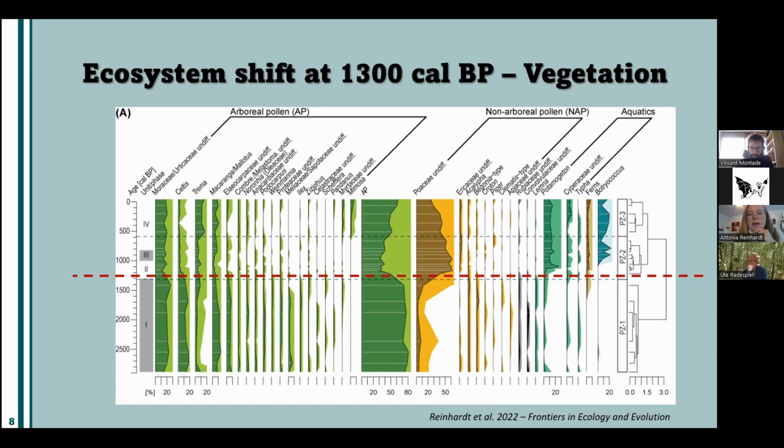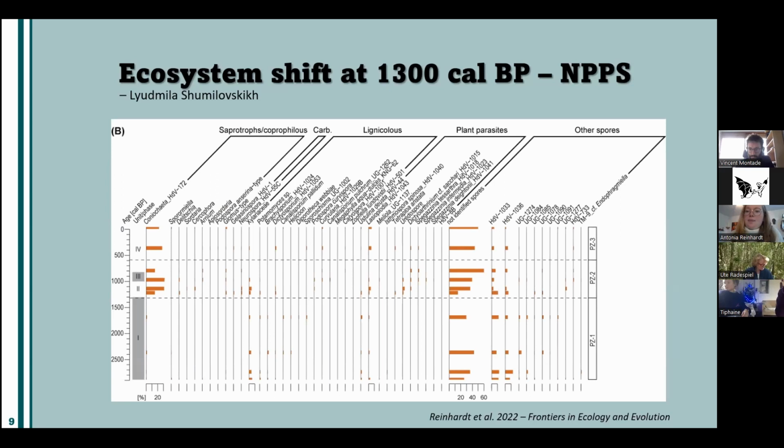However, at 1,300 years before present, you can see quite clearly that we have a sudden decrease in arboreal pollen, and on the other hand, a sudden increase in Poaceae pollen. So what happened during that time is that this natural forest was somehow destroyed, or it somehow went away, and suddenly we have a lot of grassland in this area. This we can also see in our NPPs.